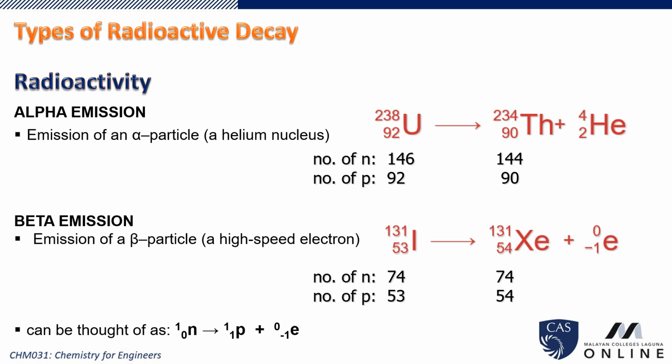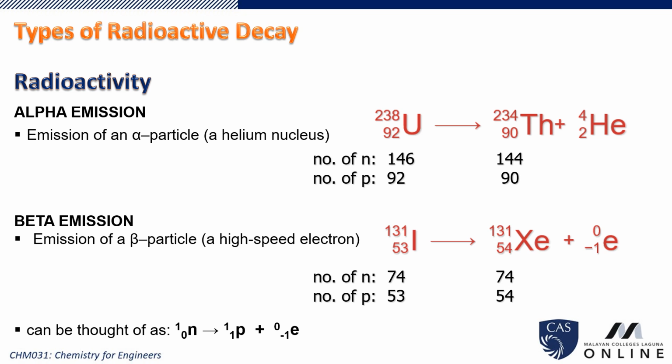The first type of nuclear reaction is alpha decay. In alpha decay, the nucleus emits an alpha particle, which is essentially a helium nucleus. This means that the mass number decreases by 4 and the atomic number decreases by 2. This is a nuclear reaction where the element changes into a different element.